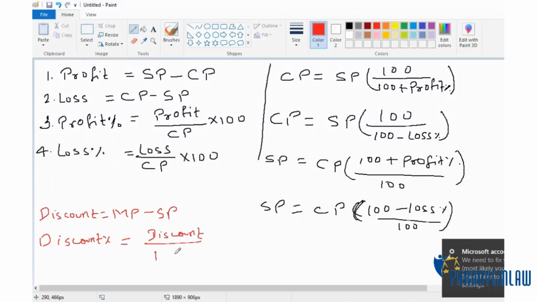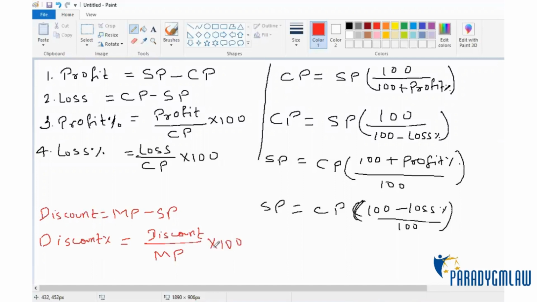Divided by mark price into 100. If I talk about the SP in terms of mark price when there is a discount, SP is equal to mark price into 100 minus discount by 100. Discount will be in percentage.